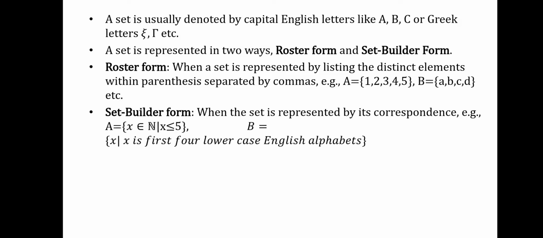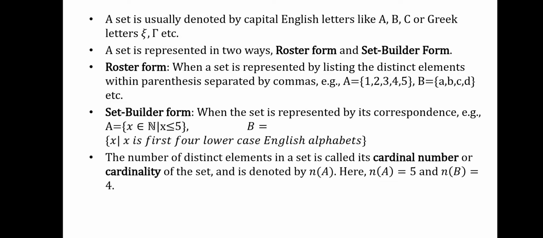And similarly, if I take the set B, which is {a, b, c, d}, in set builder form it is {x such that x is the first four lowercase letters of the English alphabet}. So yes, this is exactly what it is, small a, b, c, d. So roster form is when I enlist the elements, and set builder form is when I write the correspondence. Fine.